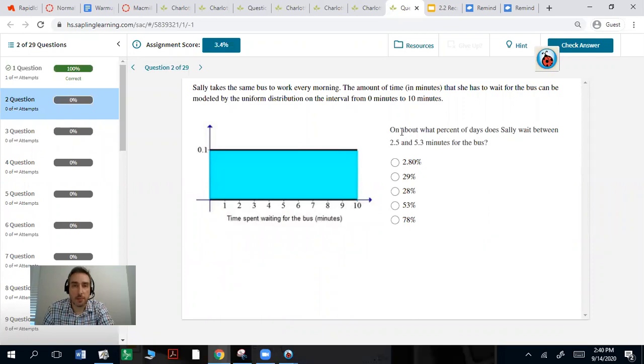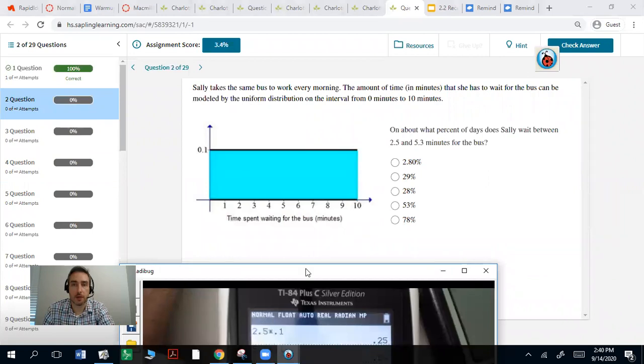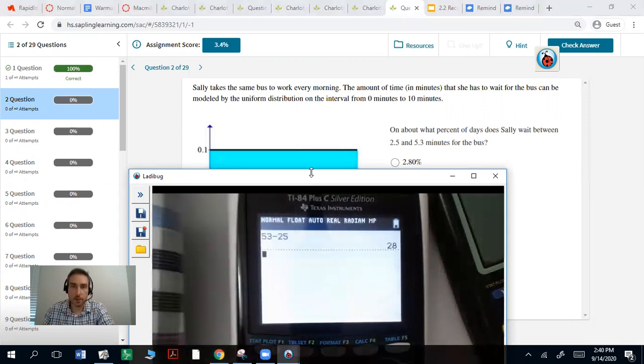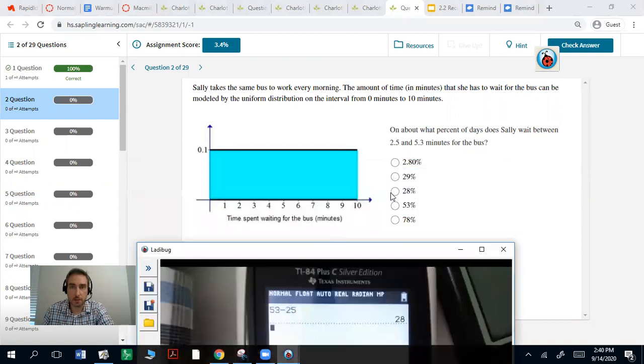Question 2. Sally takes the same bus to work every morning. The amount of time in minutes that she has to wait for the bus can be modeled by the uniform distribution on the interval from 0 to 10 minutes. Same scenario, same height, same width. What percent of the days does Sally wait between 2.5 and 5.3 minutes? Well, 2.5 minutes would be the 25th percentile. 5.3 minutes would be the 53rd percentile. So you want to subtract those two numbers. So 53 minus 25, that should be 28%. Right there.